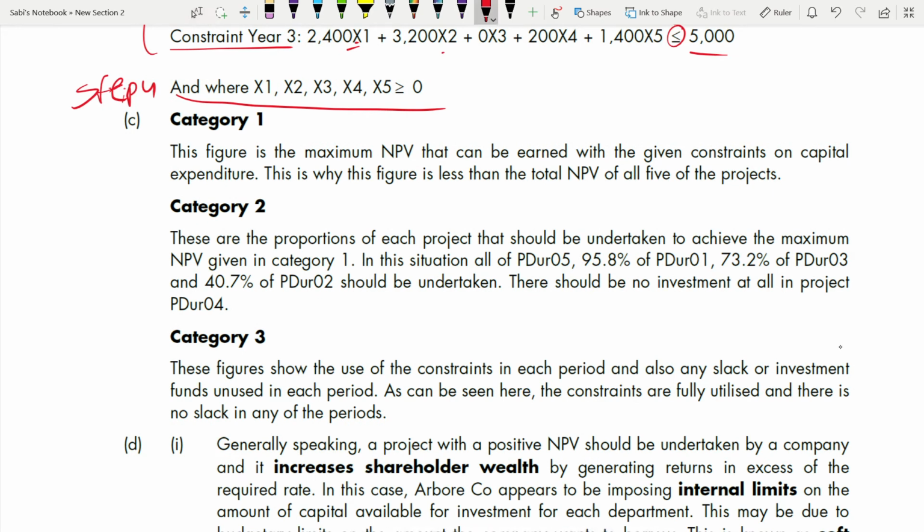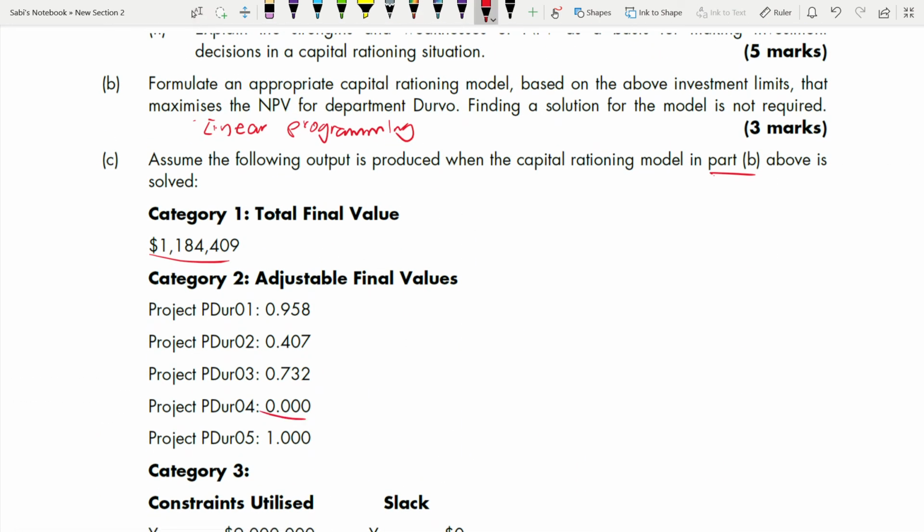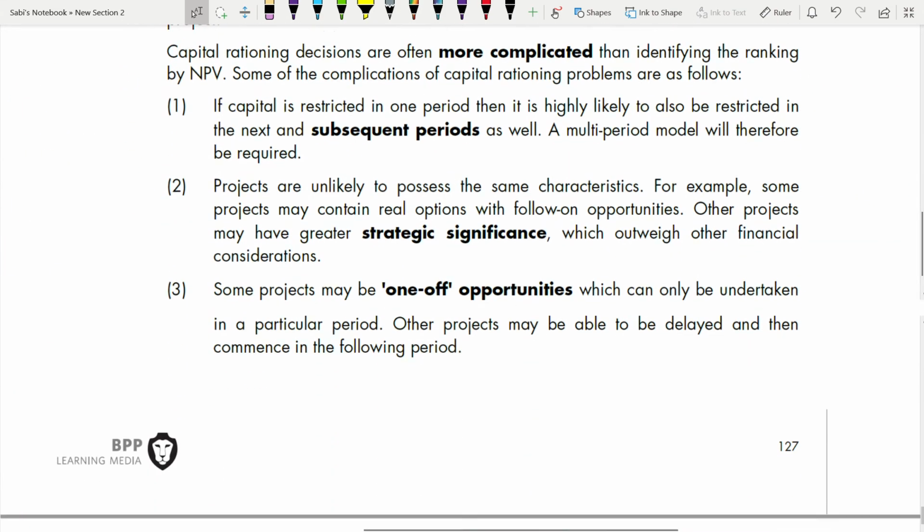These are the proportions of each project that should be undertaken to achieve the maximum net present value given in category 1. In this situation, 95.8% of project 1, 73.2% of project 3, 40.7% of project 2 should be undertaken. There should be no investment at all in project 4. Why no investment in project 4? Because project 4 is 0 and project 5 is 100% because it is 1. 1 means 100%. And 0.958 means 95.8% in project 1, 40.7% in project 2, 73.2% in project 3. You have to invest to get the maximum net present value.